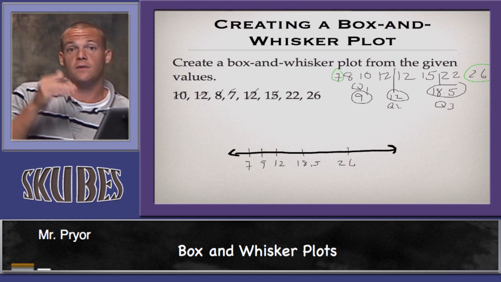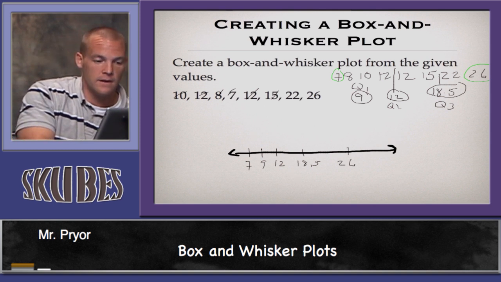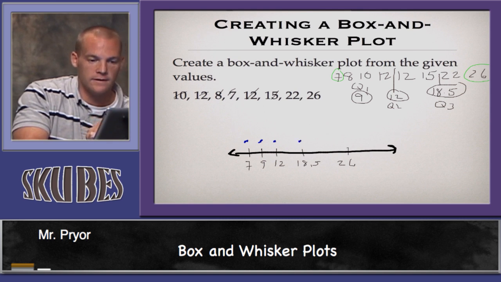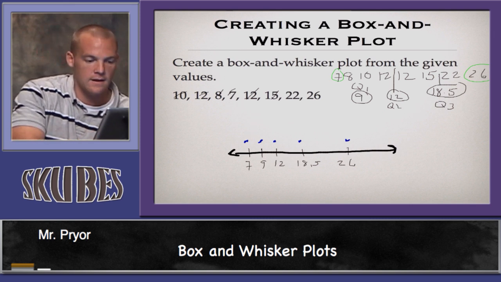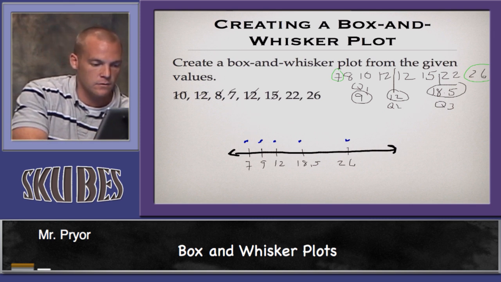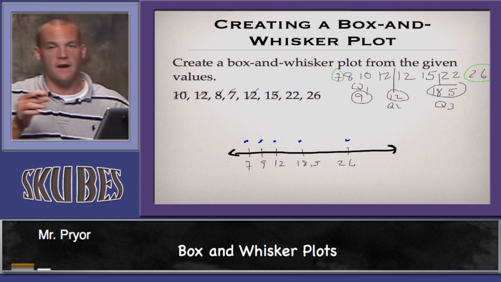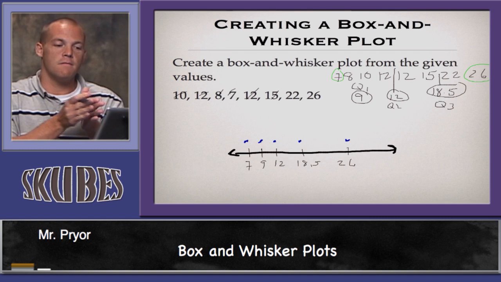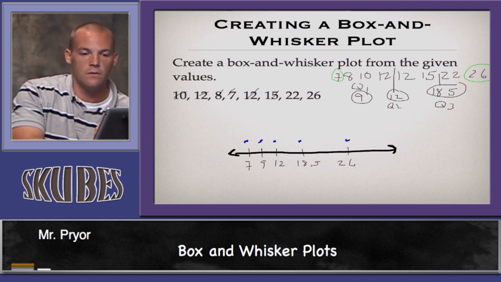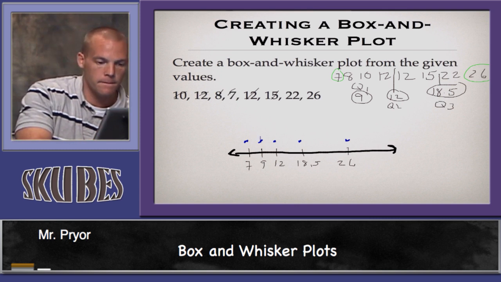So again, you place the points above the number line. So we have 7, 9, 12, 18.5, and 26. All right, so you should have 5 points. And now we're going to go ahead and make our box and whisker. So again, to make the box and whisker, you start at your lower quartile, which in this case is 9, and you're going to extend the box all the way to your upper quartile, which is 18.5.